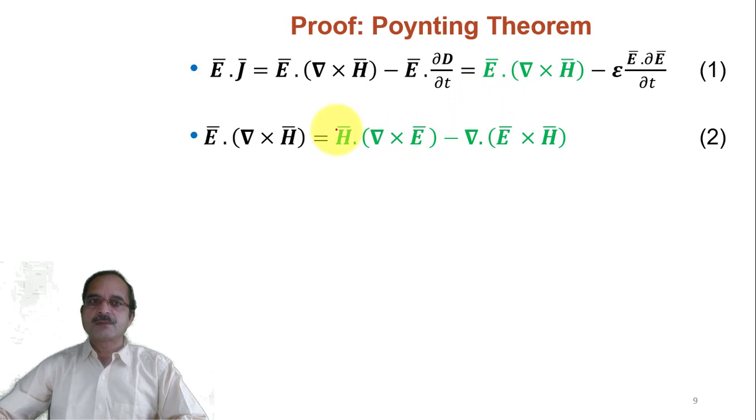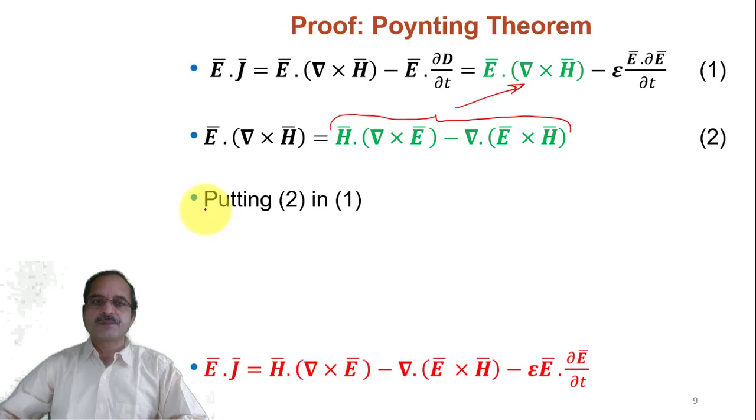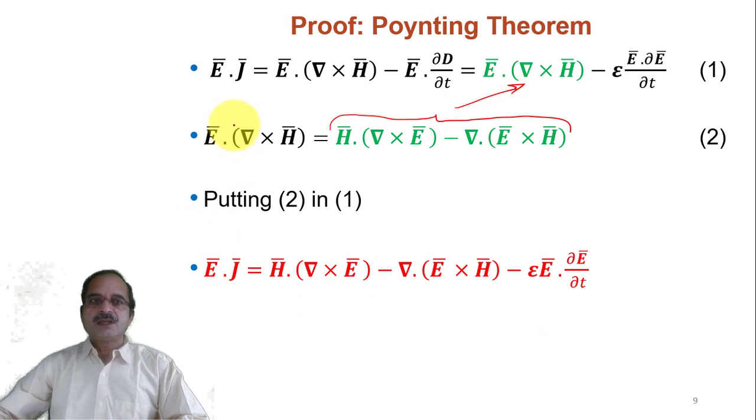So this term will be substituted here. So rewriting this gives us E dot J equal to H dot del cross E minus del dot E cross H minus epsilon E dE by dt.